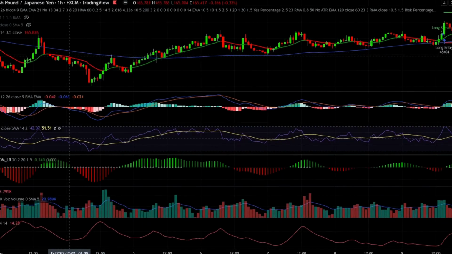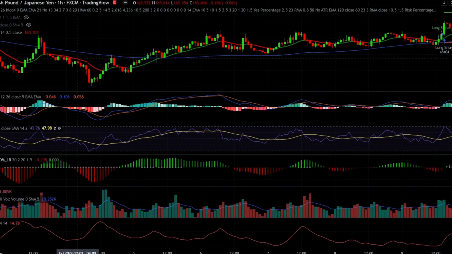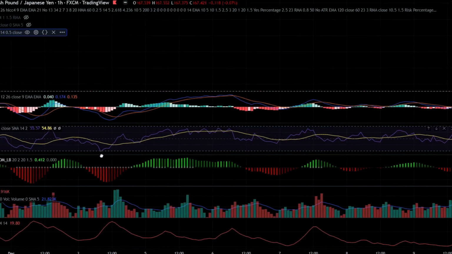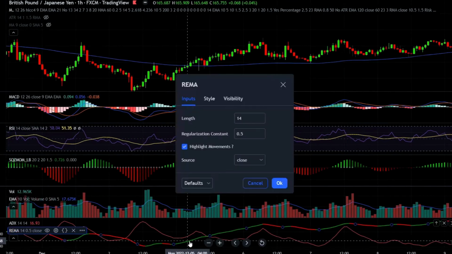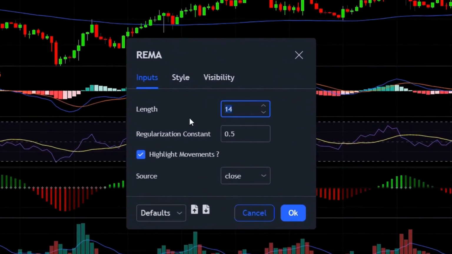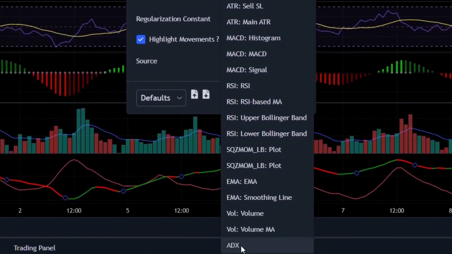Now you can see this line, it is going to be our REMA. Click on it and start pulling it down until you reach the ADX indicator. Now open up its settings and set its length to 5 and change its source to ADX.